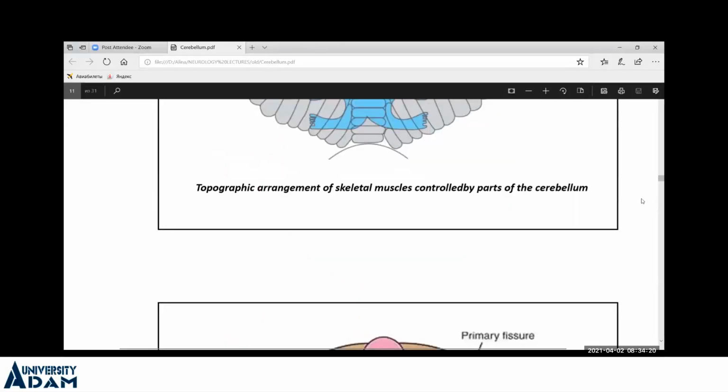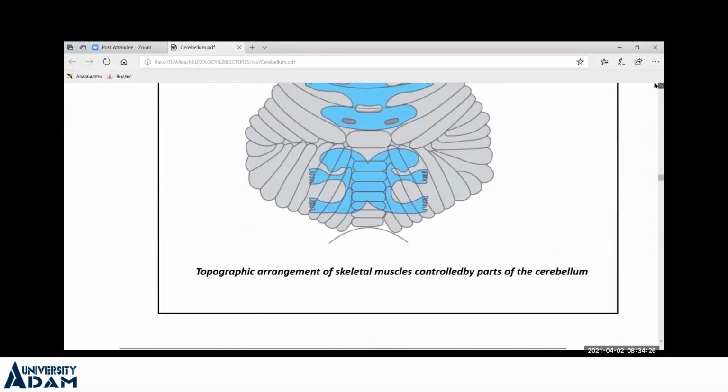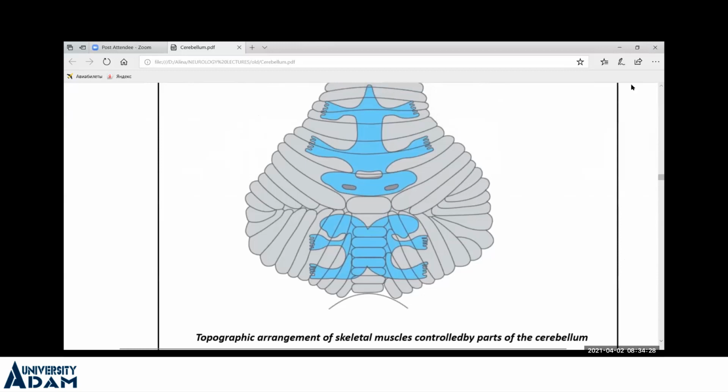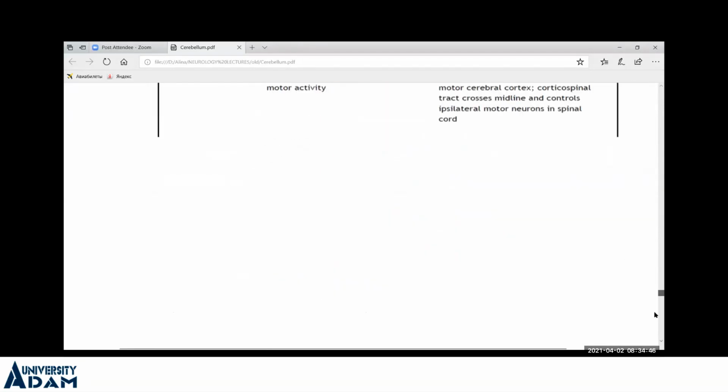Topographic arrangement of skeletal muscles controlled by the cerebellum. As you can see, trunk, head, and neck are represented on the vermis portion, and arms and hands are represented on the hemispheres. So that's why vermis syndrome will include the ataxia of the trunk. That's why.